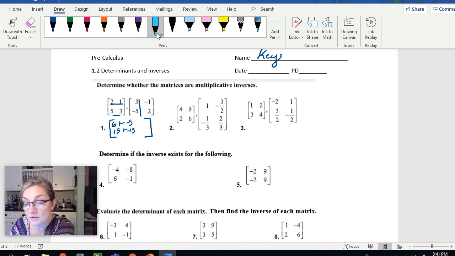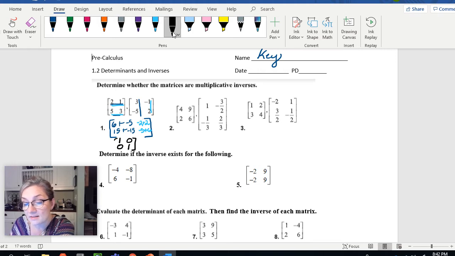All right, now I'm going to change colors and pick up a different color so we've got 2 different colors of blue. I'm going to do this and this one. So 2 times 1 is 2... 1 times -2 is -2. Then I'm going to do this one. 5 times -1, -5. 3 times 2 is 6. Okay, so if I go ahead and I add these together, I've got 6 plus -5, I get 1. I got 15 plus -15, 0. -2 plus 2, 0. And then 1 again.